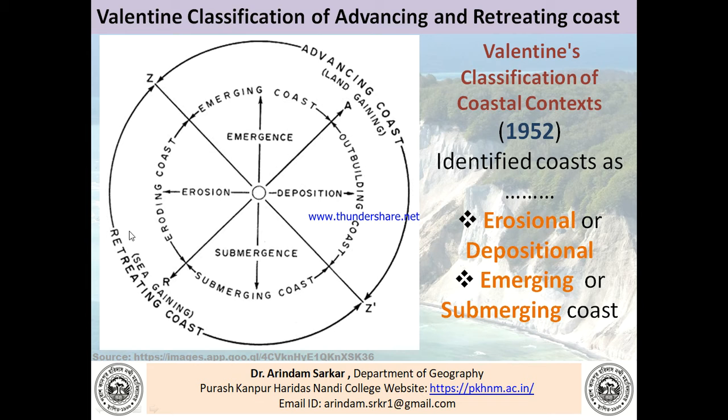When the coast is retreating by sea gaining, it is associated with two phenomena: the eroding coast, where erosion is rapidly present, and the second one is the submergence coast, due to the submergence of the land surface.